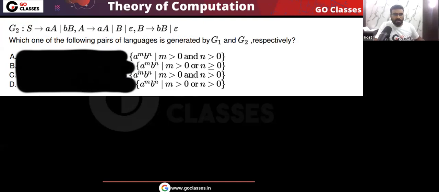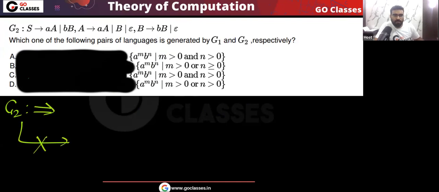Now tell me, from G2, which strings can you generate and which strings can you not generate? Notice all the options: these are a power m, b power n, a power m, b power n. So the only difference is here: what is the range of m? Agree? So now tell me, which strings are generated from G2, and which strings will G2 not give you?